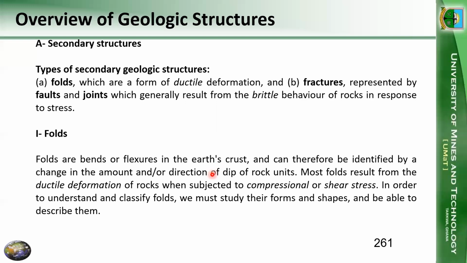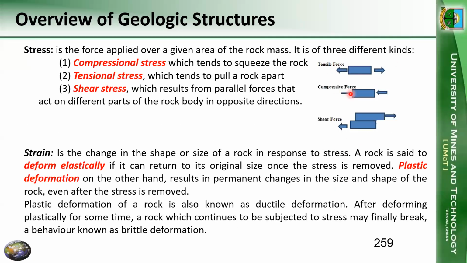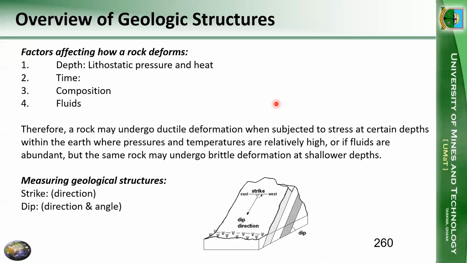So folds are bends or flexures in the Earth's crust, and they can therefore be identified by a change in the amount or dip direction of the rock units. All right. So we need ductile deformation of the rock. And normally this happens because we have compressive or shear stresses, right? So in the previous slide, I showed you the difference in the types of forces we have. This is tensile, compressive, or shear. So for you to form a fold, we need a compressive force or shearing forces, all right? Compression or shear. All right.